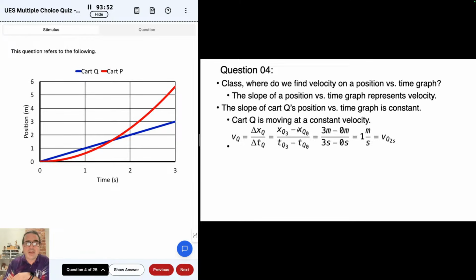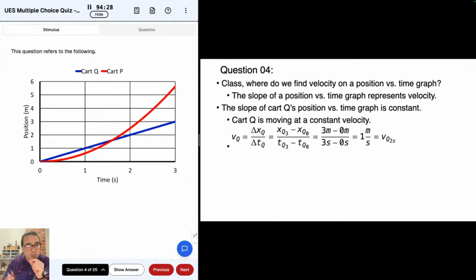So just to figure that out, all we need is the position of Q at 3 seconds minus the position of Q at 0 seconds, divided by the time of Q at 3 seconds minus the time of Q at 0 seconds, or 3 meters minus 0 meters. So that's this point right here. Or I'm sorry, 3 meters minus 0 meters over 3 seconds minus 0 seconds. So we end up with 1 meter per second. So that is the velocity of Q at 2 seconds. It is the velocity of Q the whole time, but it is also the velocity of Q at 2 seconds.